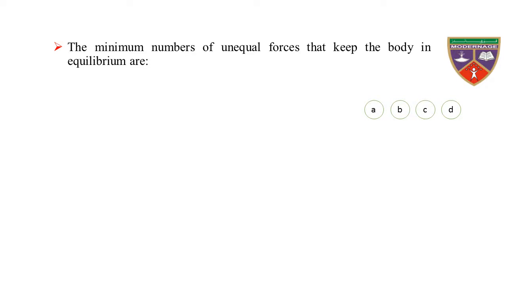The minimum number of unequal forces that keep the body in equilibrium are option A 2, option B 3, option C 4, option D 5. The key is 3. The option B is correct.